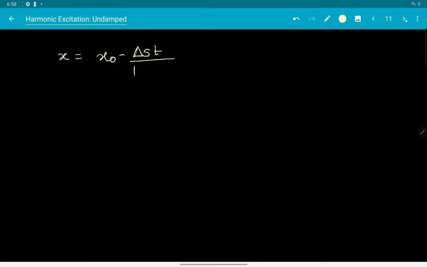So this is delta st which represents the displacement in static condition. So delta st divided by 1 minus (omega by omega n) squared, where omega is the frequency of applied forcing and omega n is the natural frequency. So this was the expression.